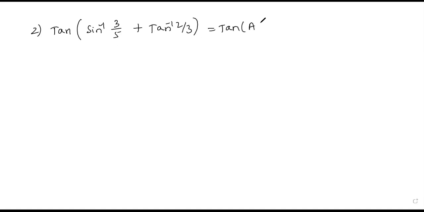So the second problem you can easily solve now. What is given? The value of tan of sine inverse 3 by 5 plus tan inverse 2 by 3. So take this as A, the first angle, and the second angle is B. Then we have to find tan of A plus B. That is tan A plus tan B by 1 minus tan A tan B.